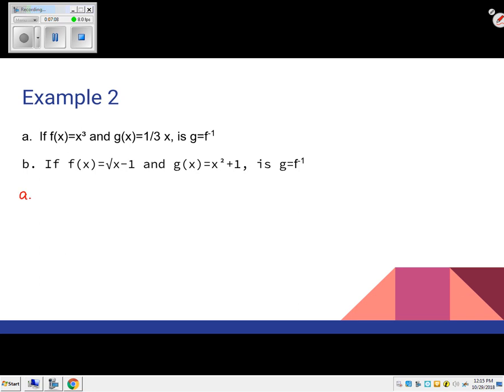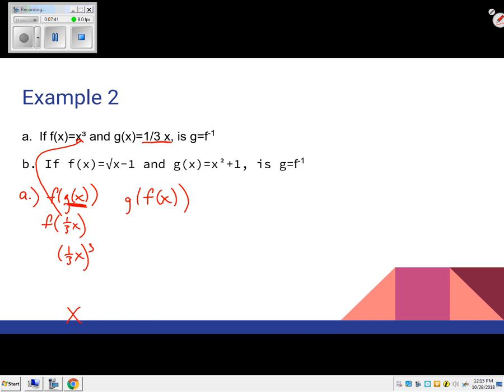So let's do part A first. I'm just going to try my f of g of x. So if this is an inverse, I should get x down here. And then I'll work it again, and I'll do g of f of x. Okay, so I'm going to start with my direct substitution, just plugging in my g of x. Up here it is 1/3 x. Now I'm going to take that 1/3 x, plug it in for the x in my f of x, and I get (1/3 x) cubed.